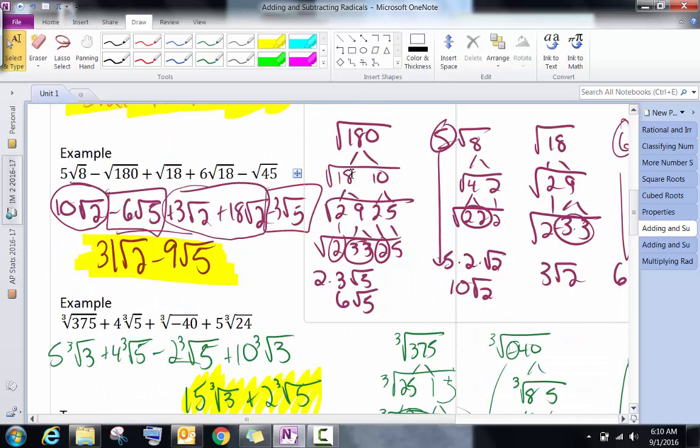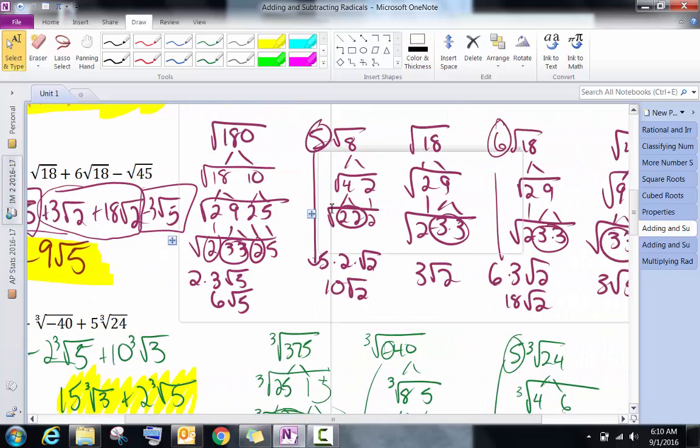Here's another example: 5 root 8 minus root 180 plus root 18 plus 6 root 18 minus root 45. So we got to do a lot of work. Start with 5 root 8. We'll bring the 5 down. 8 splits into 3 2's, so I have a pair of 2's I bring out. I have 1 2 on the outside and 2 on the inside. So the 5 and the 2 on the outside multiply together, we get 10, and 2 is still just inside by itself, so 10 root 2.